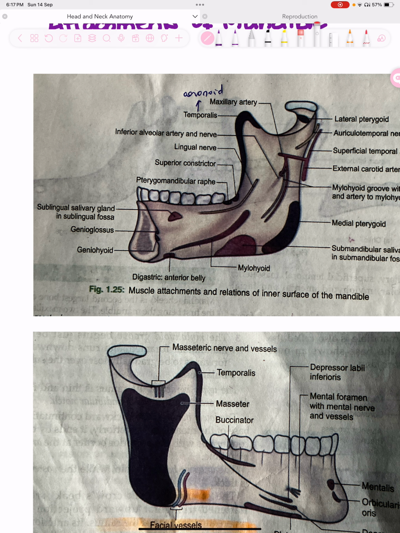Muscles of mastication are temporalis, lateral pterygoid, medial pterygoid, and masseter muscle. Ligaments are lateral ligament of temporomandibular joint, stylomandibular ligament, sphenomandibular ligament, and pterygomandibular ligament or raphe, right? Raphe, I've already told you. So these are all the ligaments of the TMJ joint.